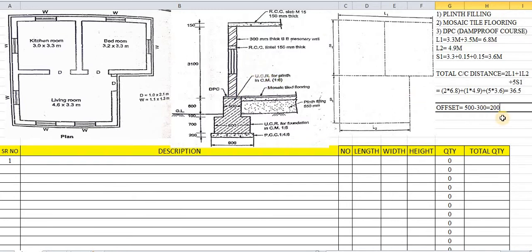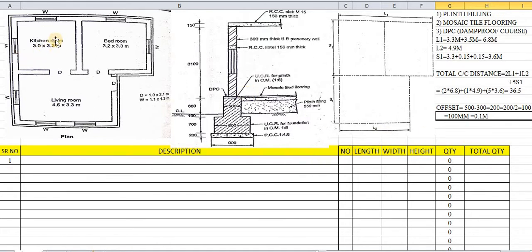So here this 200 is again divided by 2, that is 200 divided by 2, that will be 100 mm. So 100 mm is nothing but the width. Okay. So convert this into meters. So 0.1 meters. So 0.1 meters is the offset for this plinth filling.